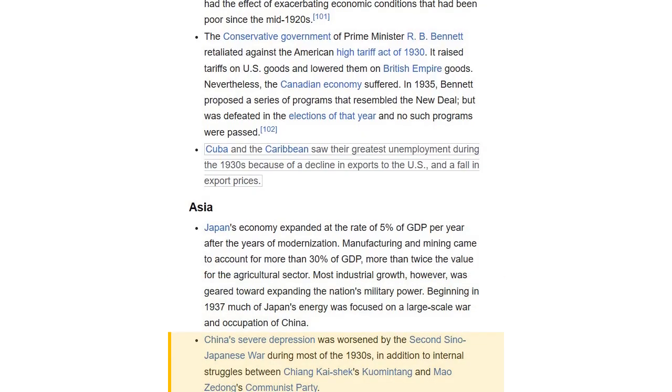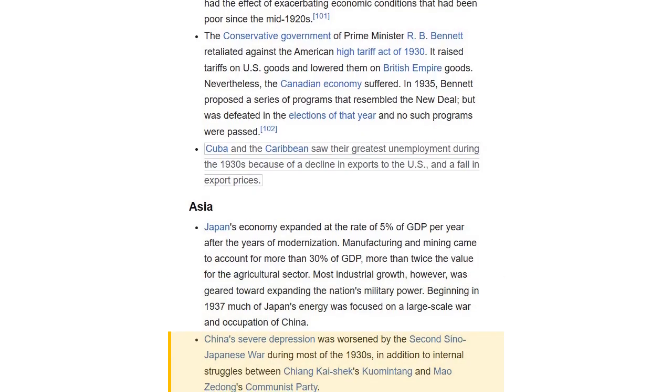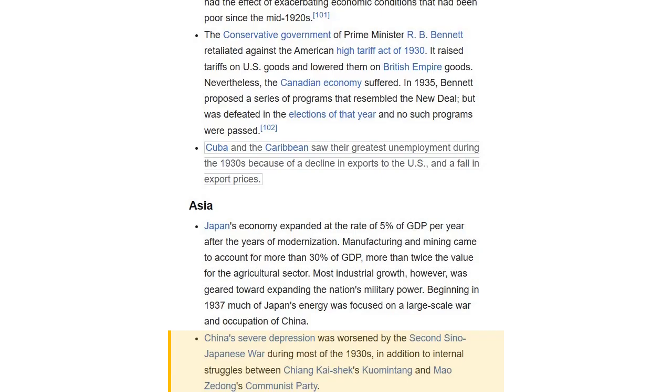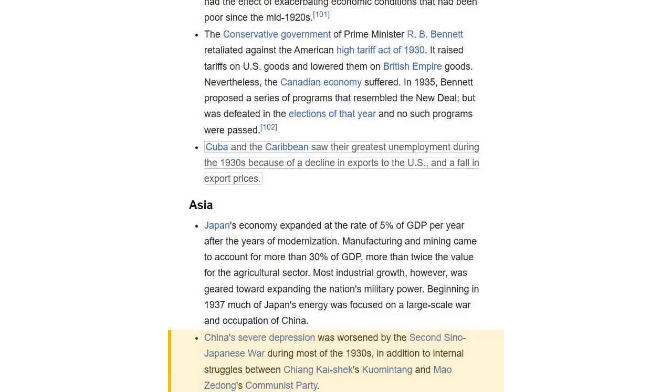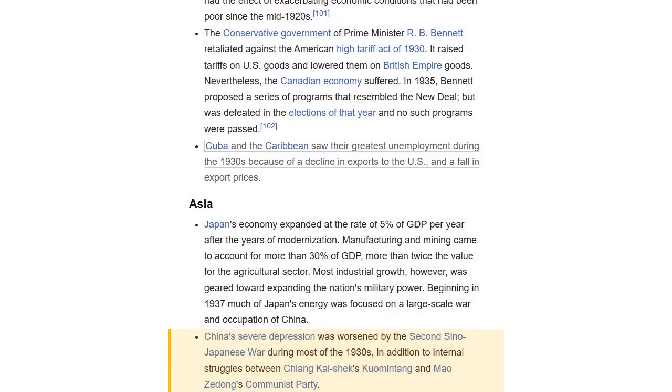China's severe depression was worsened by the Second Sino-Japanese War during most of the 1930s, in addition to internal struggles between Chiang Kai-shek's Kuomintang and Mao Zedong's Communist Party.